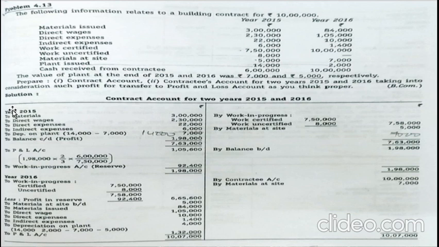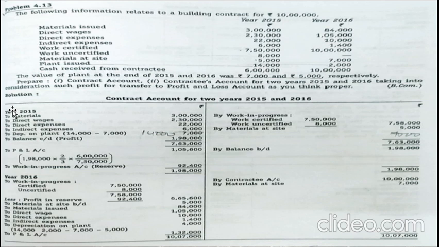Materials at site in your debit. Plant issued at debit. Cash received from the contractee will be used in the formulas what we use. Then the value of plant at the end of 2015 and 2016 was rupees 7,000 and rupees 5,000 respectively. Prepare contract account. Construction contractee account for 2 years 2015 and 16, taking into consideration such profit for transfer to profit and loss account as you think proper. So we'll be preparing contract account for 2 years, that is 2015 and 16.